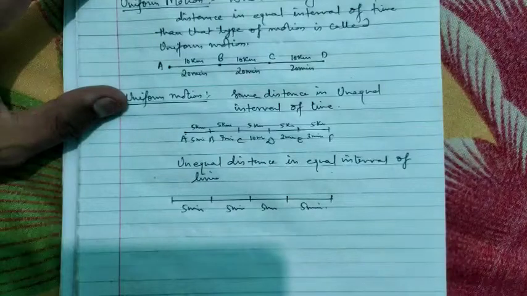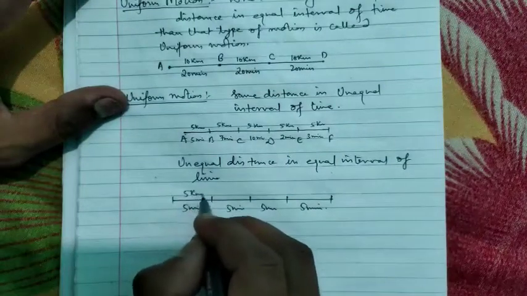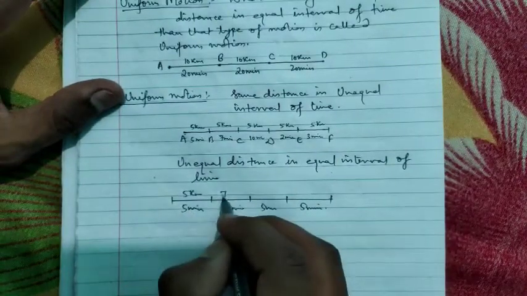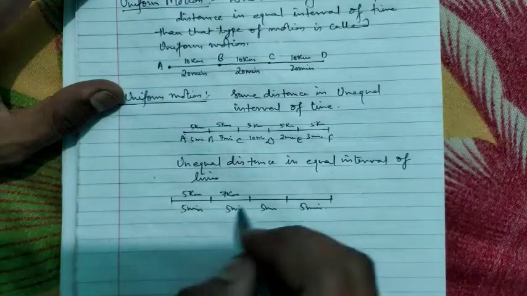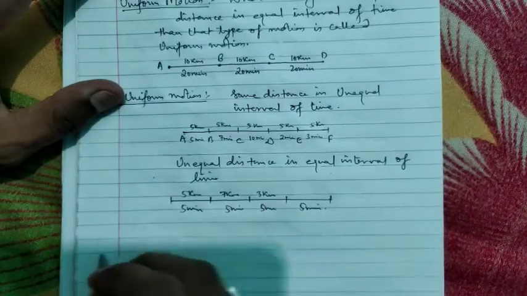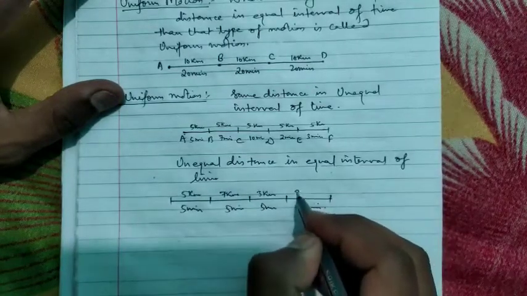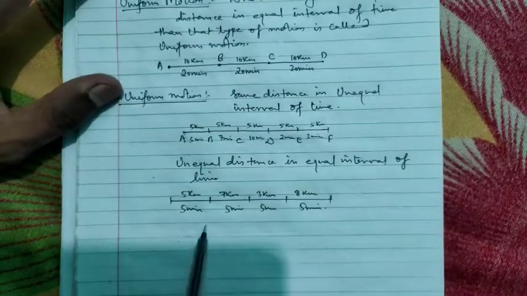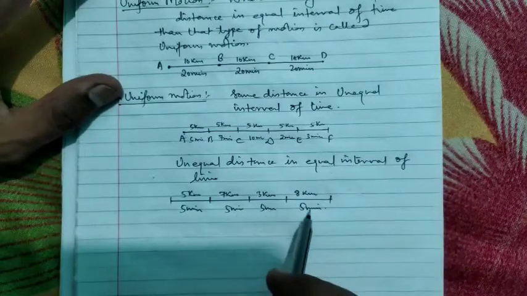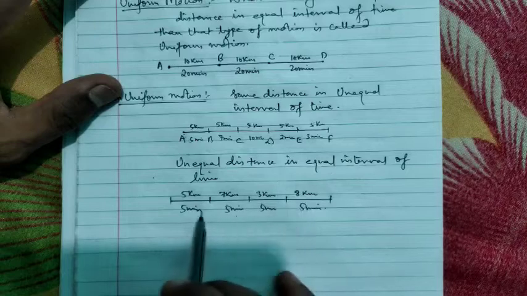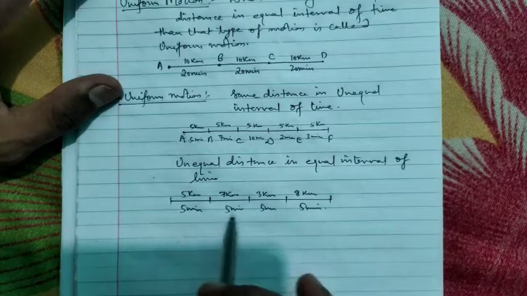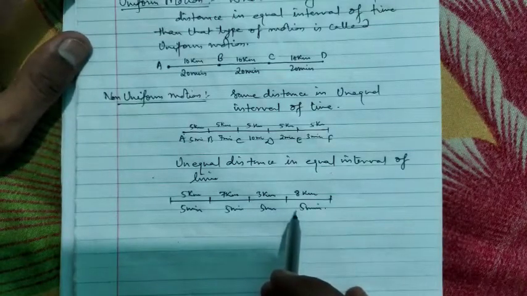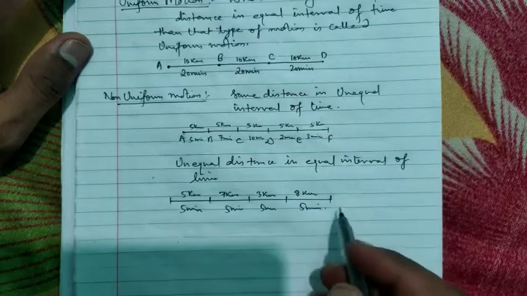The time interval is equal, and in the first 5 minutes it travels 5 kilometers, in the second 5 minutes it travels 7 kilometers, in the third 5 minutes it travels 3 kilometers, and in the last 5 minutes it travels 8 kilometers. Here we can see that the distance is different and the time interval is the same. This type of motion will also be called non-uniform motion.